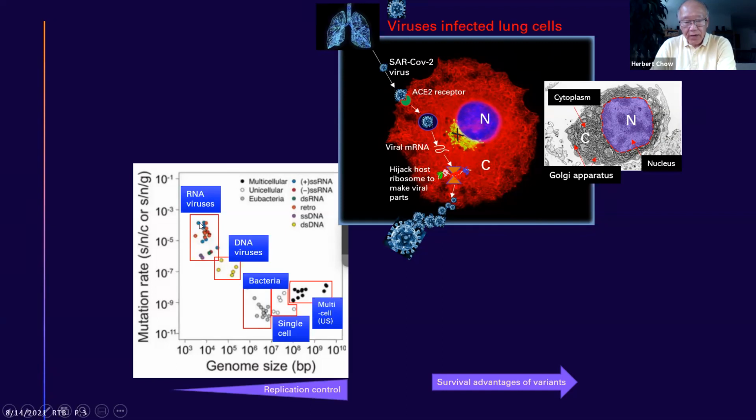RNA viruses don't have a lot of these mechanisms built in, so they are more promiscuous. They are more prone to mutation.